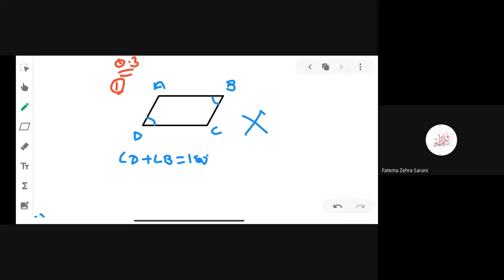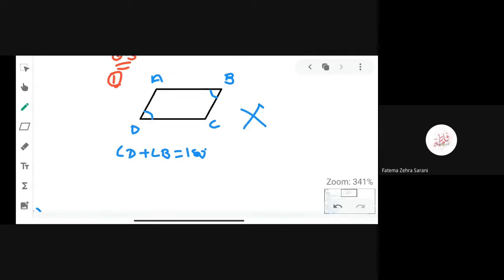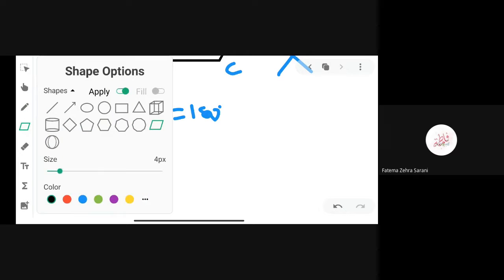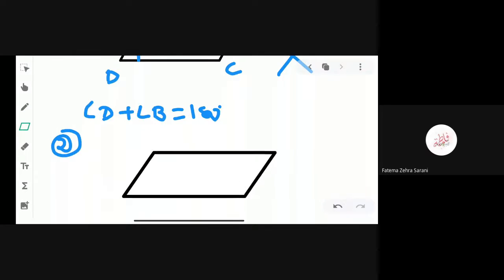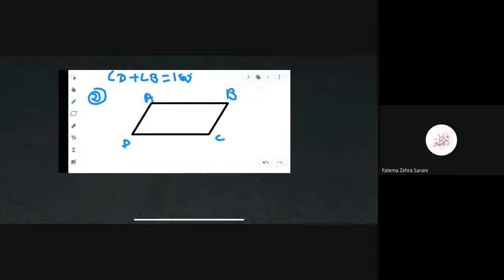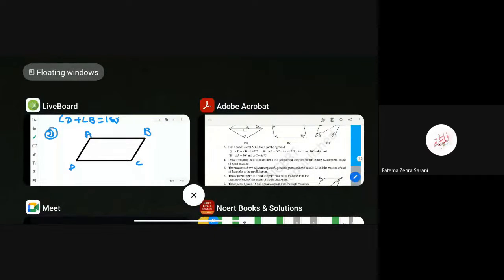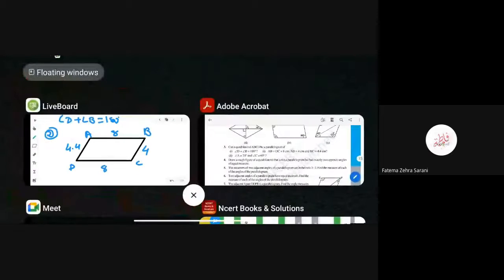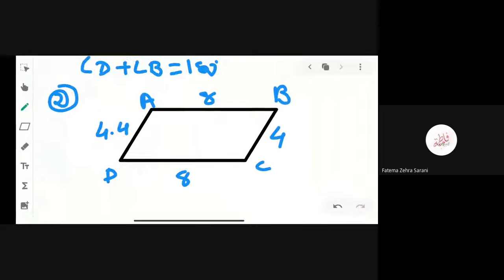Now you can see the second condition, and for this I am drawing a quadrilateral here. Given that the sides AB and CD are equal to 8, AD is equal to 4 and BC is equal to 4.4.